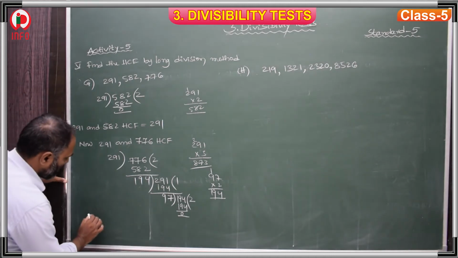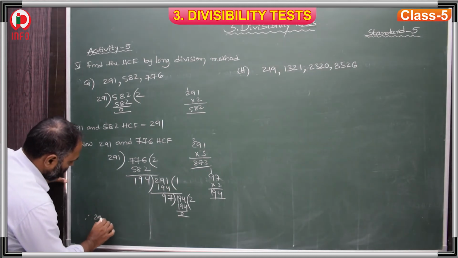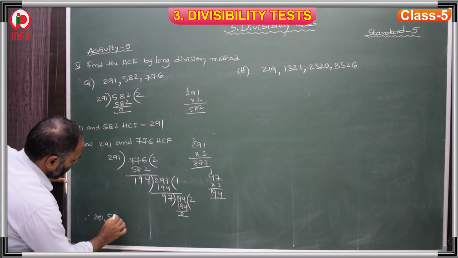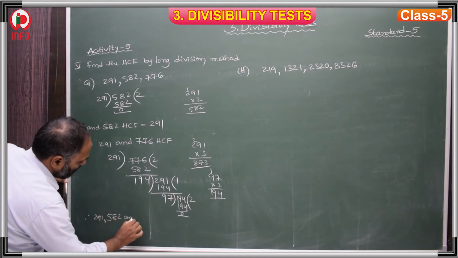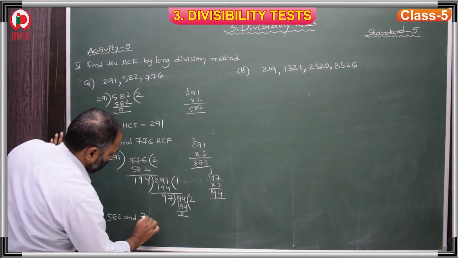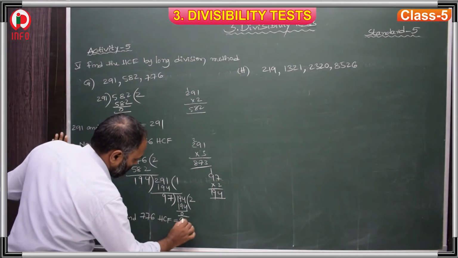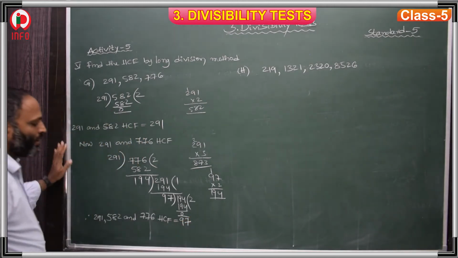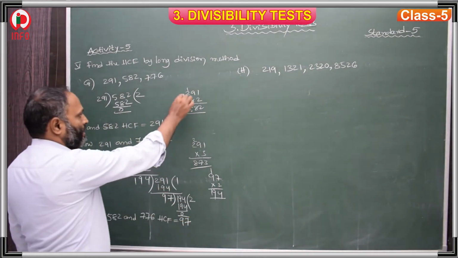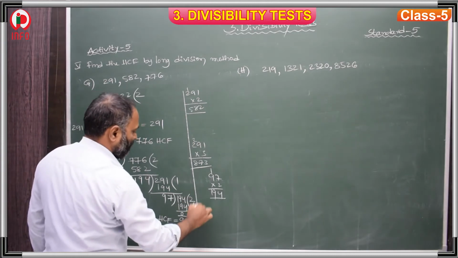Therefore 291, 582 and 776 HCF is 97. 97 is our HCF. This is a rough column.